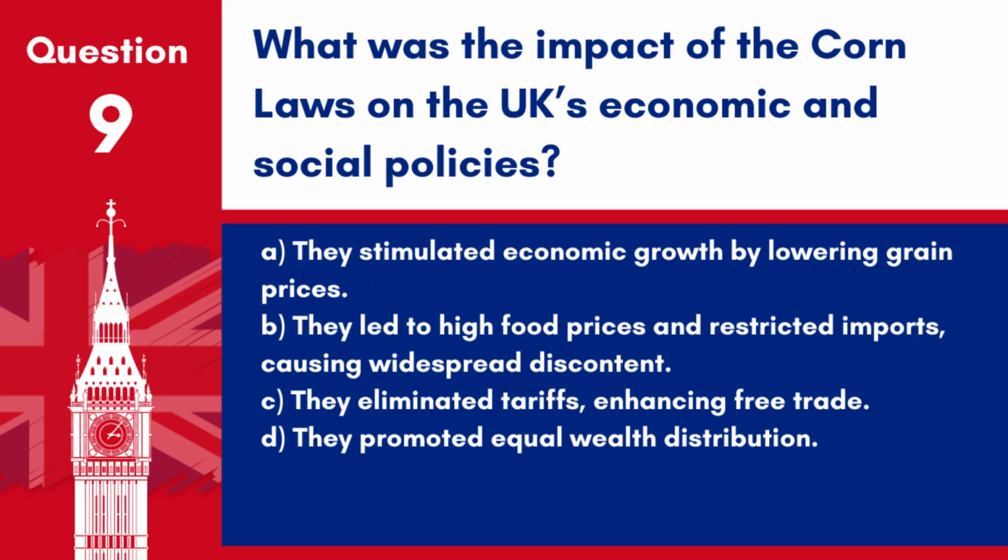Question 9. What was the impact of the Corn Laws on the UK's economic and social policies? A. They stimulated economic growth by lowering grain prices. B. They led to high food prices and restricted imports, causing widespread discontent. C. They eliminated tariffs, enhancing free trade. D. They promoted equal wealth distribution.